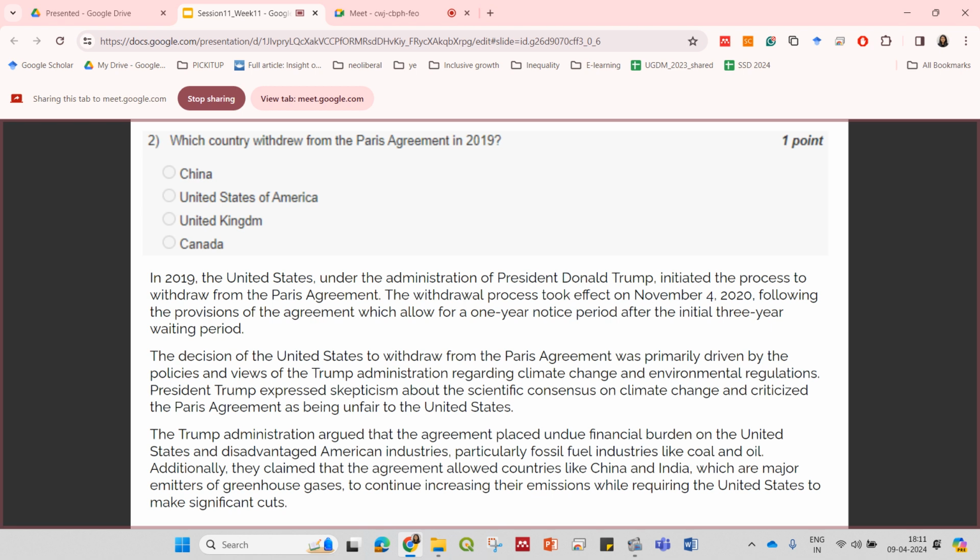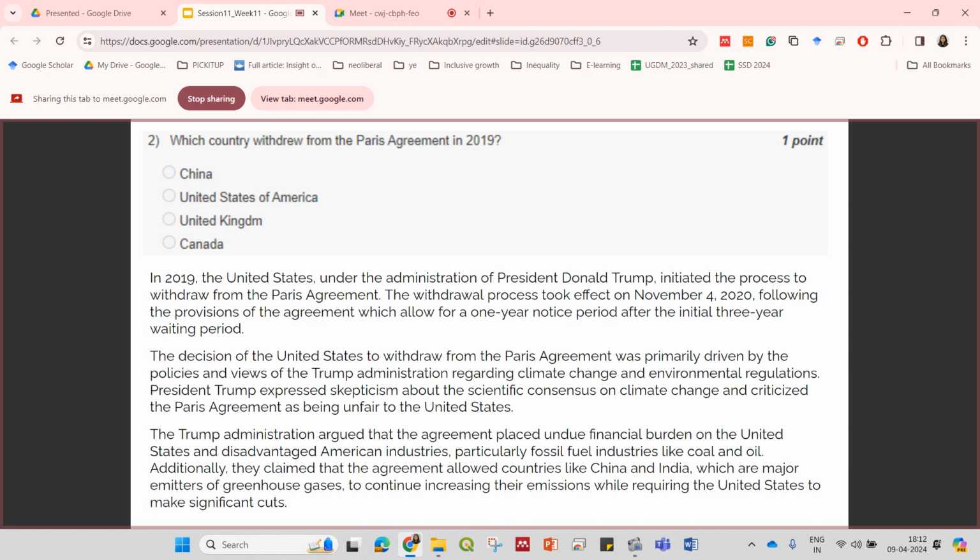So because of this, the Trump administration argued that the agreement placed undue financial burden on the United States and disadvantaged American industries, particularly fossil fuel and coal and oil industries, and claimed that the agreement allowed developing countries like China and India to still keep emitting in order for them to develop and continue to increase their emissions, while it required developed countries like the United States to make significant cuts.